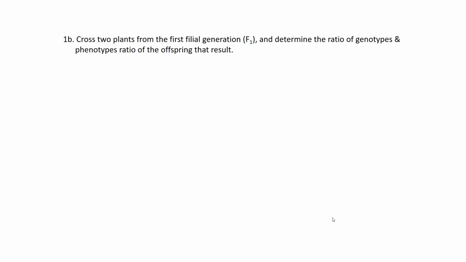Okay, question 1B. Now, it's saying here, cross two plants from the first generation, the F1 generation. So if you remember from the previous question, all of the offspring, all of them, were capital C, little c. So when they say cross two of those plants, that's what we're going to do. We're going to use that from our question number 1. So those are our two plants.